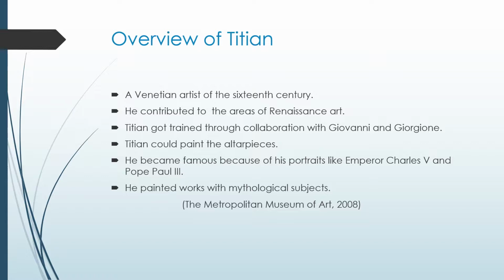This Titian could paint altar pieces, like those things to put on the altar in the churches, and he became famous for his portraits like Emperor Charles V and Pope Paul III. These are the paintings he painted, and those paintings were liked by many people and they made him become famous. Also, he painted works with mythological subjects. These are subjects which come from ideas, where you come up with an idea and then you paint something.